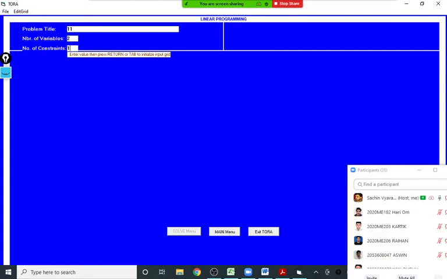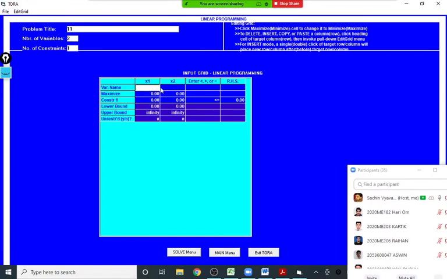Sorry, there is one constraint. Okay, now let me enter. So we get here, let me give the names to the variables. Suppose my first variable is x, next variable is y.